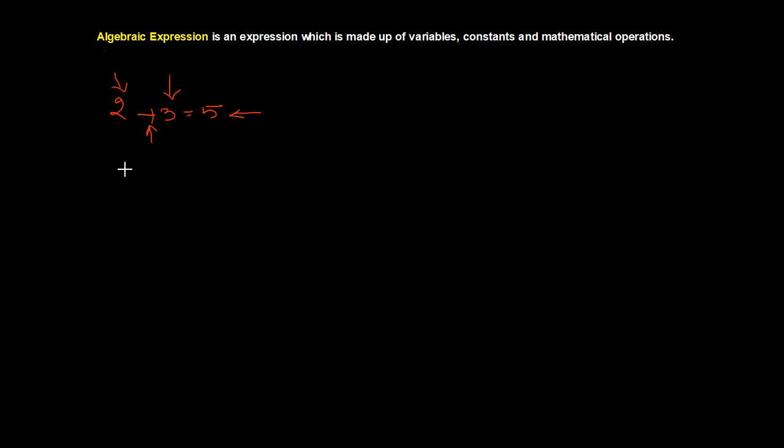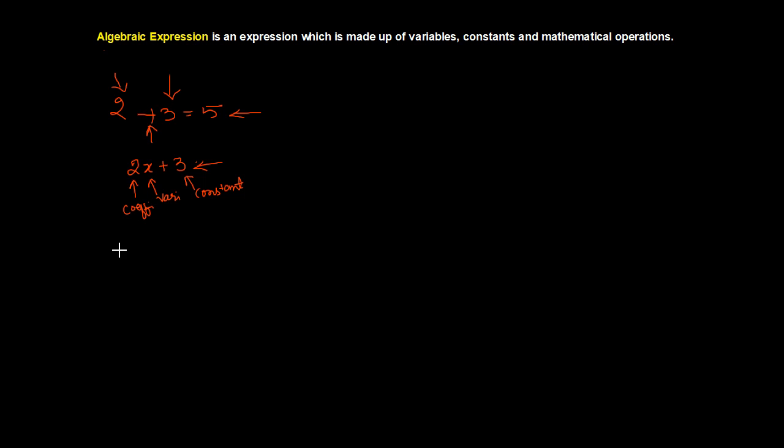So let's just take an example and try to explain with it. Let's take 2x plus 3 as an algebraic expression. 2 is a coefficient, x is a variable, and 3 is a constant. Let's understand all these three things.